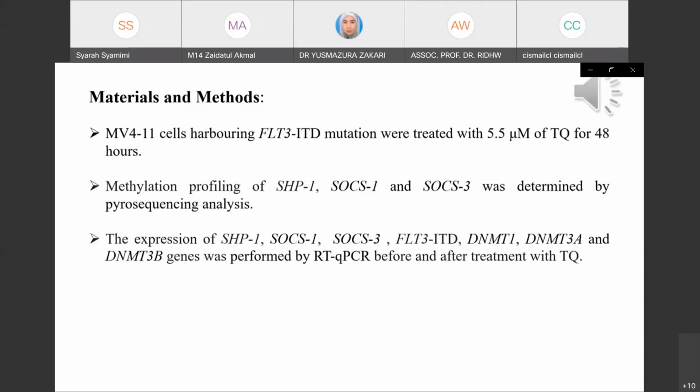For materials and methods, MV4-11 cells harboring the FLT3 with internal tandem duplication mutation were treated with 5.5 micromolar of thymoquinone for 48 hours. The methylation profiling of SHP1, SOCS1, and SOCS3 was determined by bisulfite sequencing analysis. The expression of SHP1, SOCS1, SOCS3, FLT3 with internal tandem duplication, and the DNA methyltransferase 1, 3A, and 3B genes was performed by real-time qPCR before and after treatment with thymoquinone.